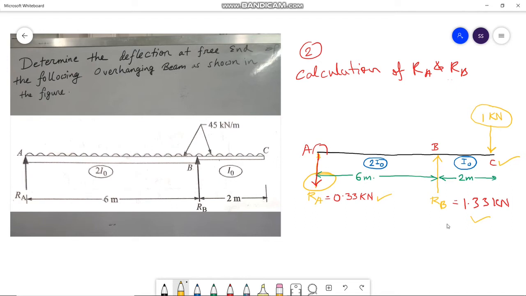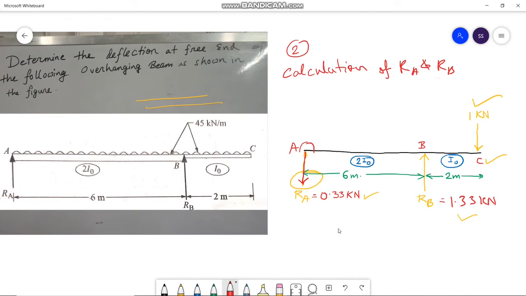This means we have to put a unit load at that particular point where we will be determining the required deflection as per the given problem. Here, the deflection is required at point C. So, the unit load is put at point C. Again, I am mentioning the unit load. The unit load is acting at point C, as the deflection is required at point C as per the given problem. And the reaction forces are calculated as per the unit load, that is 1 kilonewton acting at point C, that is the free end at point C.